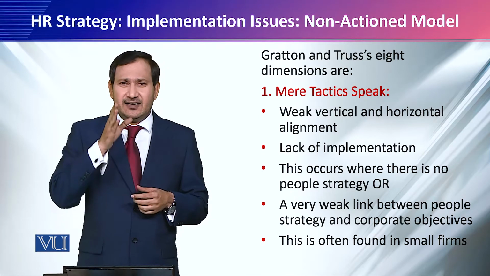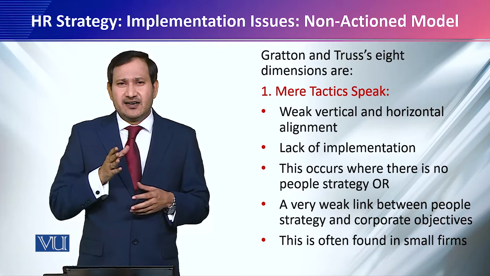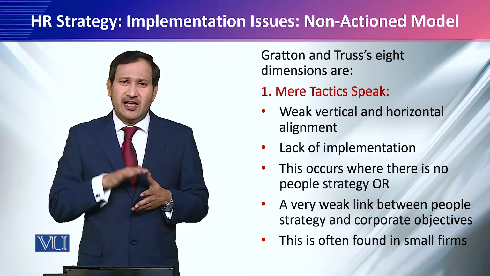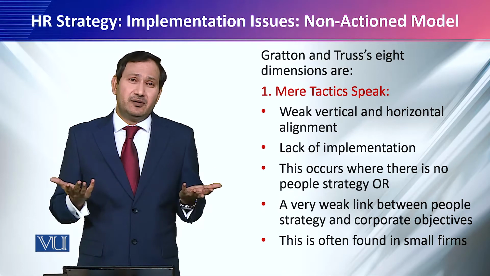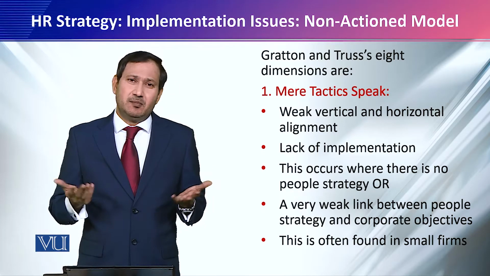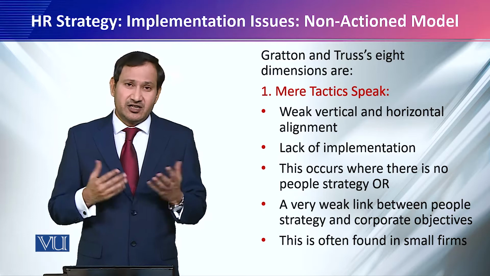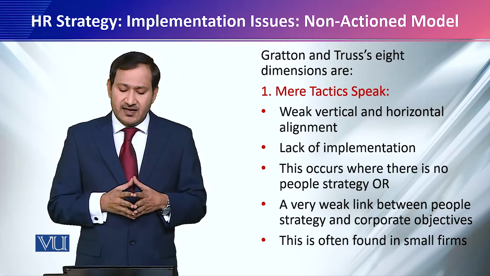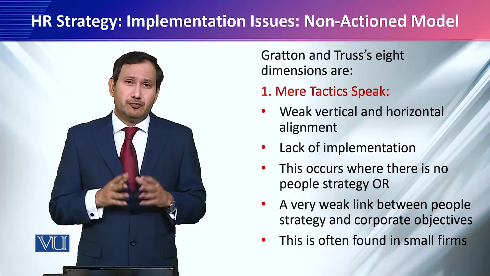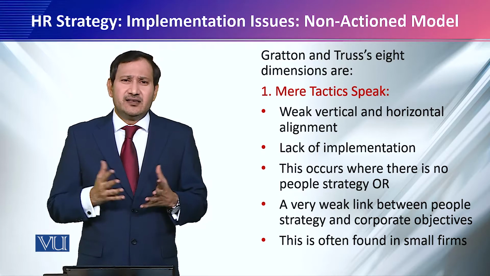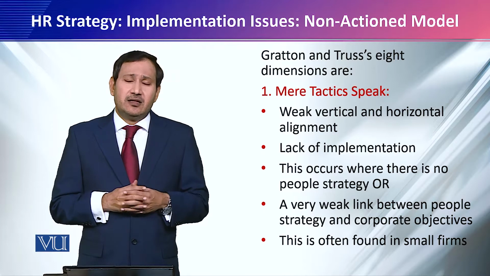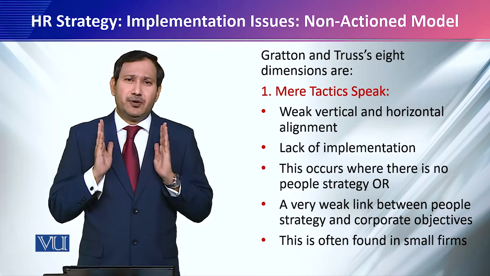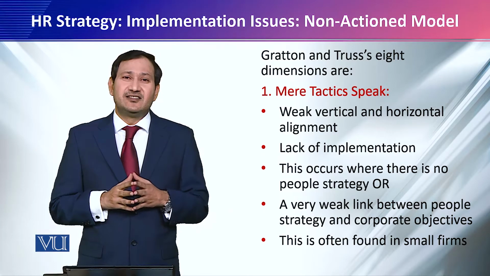One issue is that it is weak vertical alignment. Second issue is that it is weak horizontal alignment. At the same time, the third issue is that there is a lack of implementation of any strategy made by the HR department or HR professionals in any organization. So this occurs where there is no people strategy. When this issue arises in an organization, this is particularly when there is no people focus or people strategy in the organization.